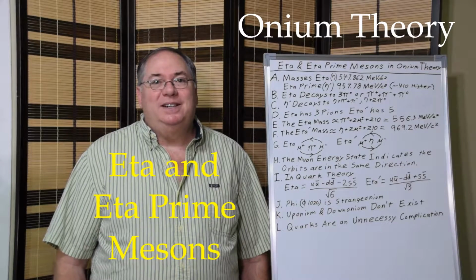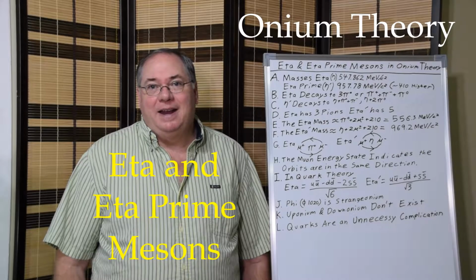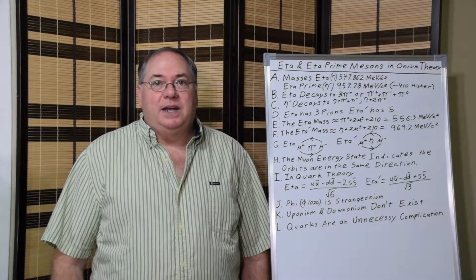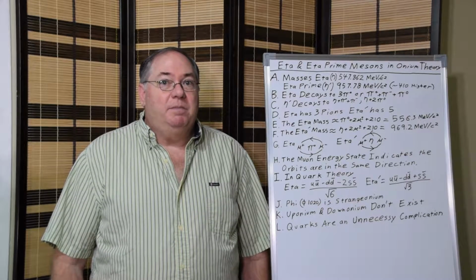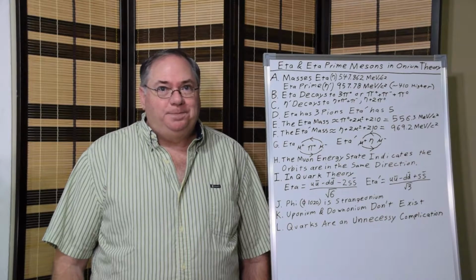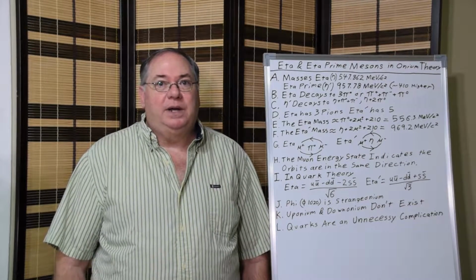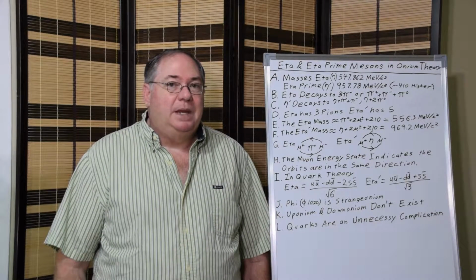As part of my series on the Onium theory, I wanted to talk about the Eta and Eta prime mesons. They're important because they have the same nonsensical type of formula that's used in several different mesons within the quark model. So it's important to review that they can be treated much more easily and simply with Onium theory.